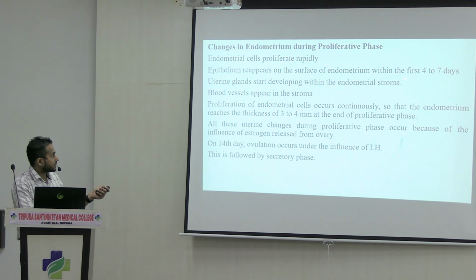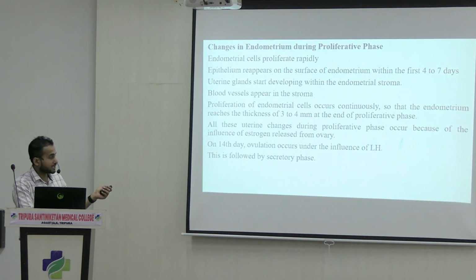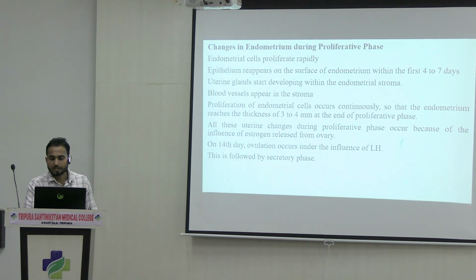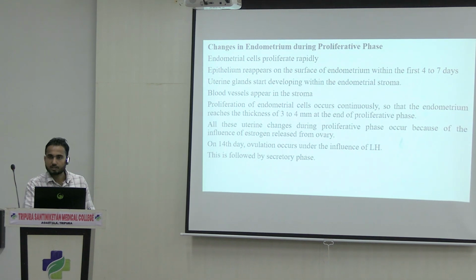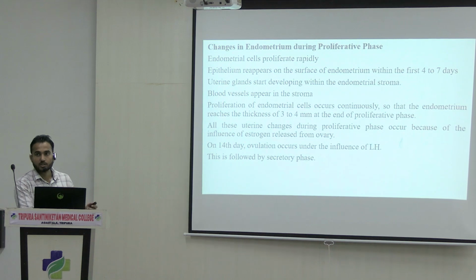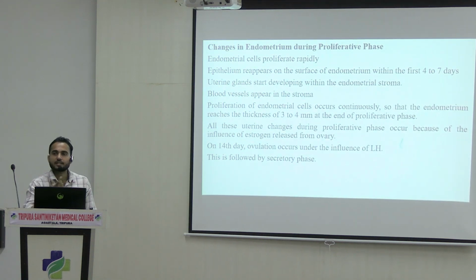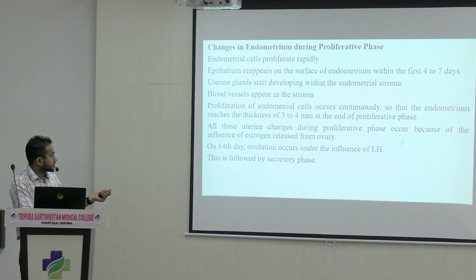It lasts within the first 4 to 7 days. Okay, at that time the uterine glands start developing into the endometrial stroma. Then blood vessels will reappear into the stroma, because blood vessels are very important in order to increase the thickness of the endometrial lining. Okay, now the proliferation which takes place goes approximately 3 to 4 millimeter, okay, at the end of the proliferative phase.